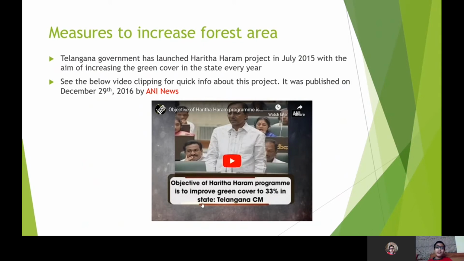Measures to increase the forest area in Telangana. The Telangana government launched the Haritha Haram project in July 2015 with the aim of increasing the green cover in the state every year. We will see the video clipping below with quick information about this project. It was published on December 29, 2016 by ANI News.